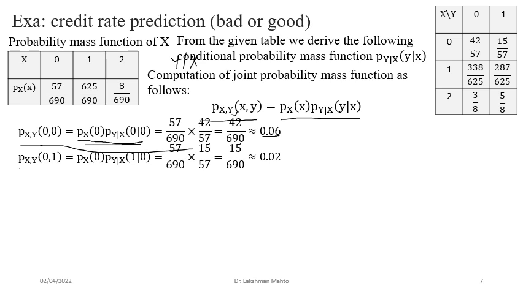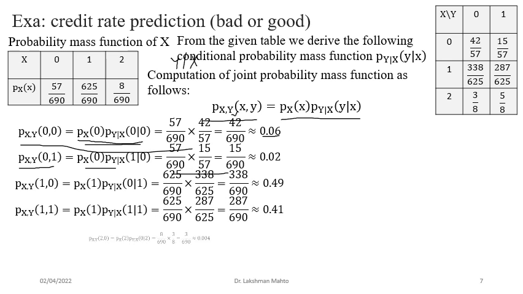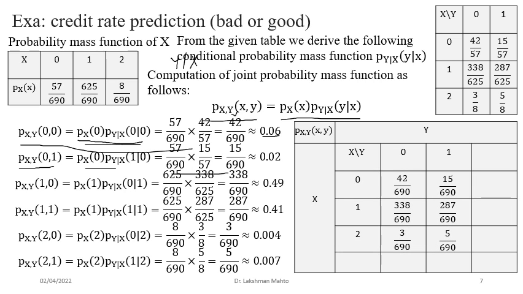Likewise, you can also compute the joint probability of 0, 1. You compute it through this formula, and this value is very near to 0.02. Likewise, you can compute all the joint probability mass function values and put them in tabular form. Here y is taking just 2 values and x is taking 3 values. So how many joint points will you observe? 2 into 3, 6 joint points. So that's why you have to calculate 6 joint probabilities.